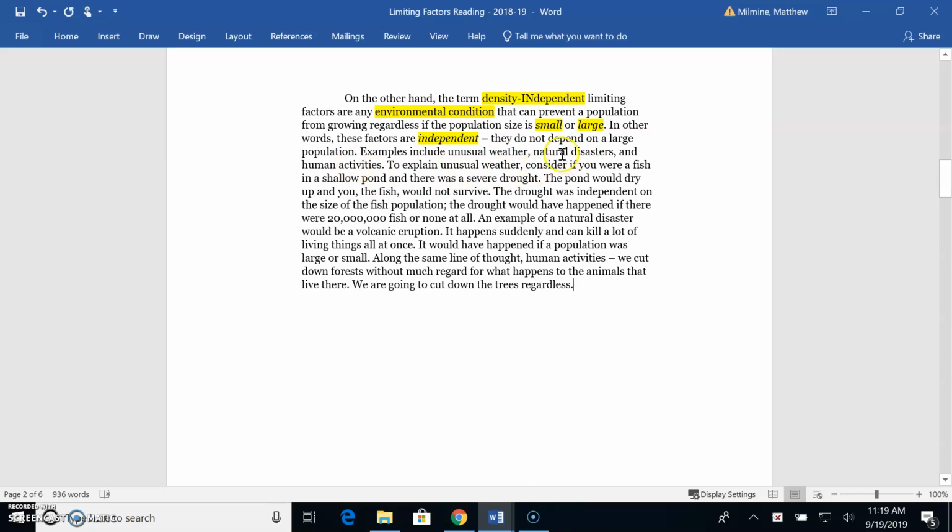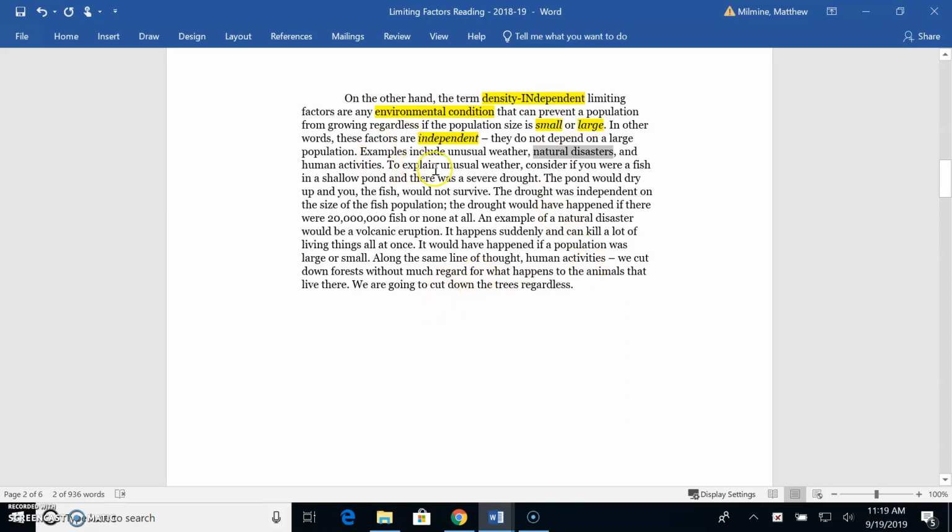So thinking about this, if there is a volcanic eruption, a natural disaster, that volcanic eruption will happen if there are 1 million deer living in the forest or if there's 2 deer living in the forest. Either way, small or large population, that disaster is going to happen. It is independent because the size of populations living there, they are completely irrelevant and do not matter.